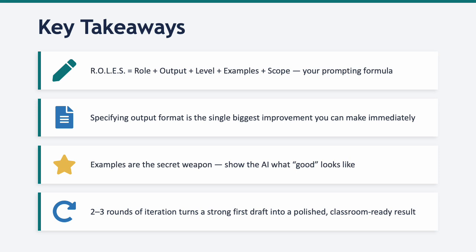Now here's some key takeaways for this module. The first one is the roles framework and understanding what it is and what each letter stands for. Role plus output plus level plus examples plus scope. This is your perfect prompting formula. Secondly, specifying the output format is the single biggest improvement you can make immediately. Third, the importance of using examples. These are your secret weapon that shows the AI what good looks like. And lastly, the power of iteration and understanding that 2 to 3 rounds of making adjustments with the AI tool turns a strong first draft into a polished, classroom-ready result.